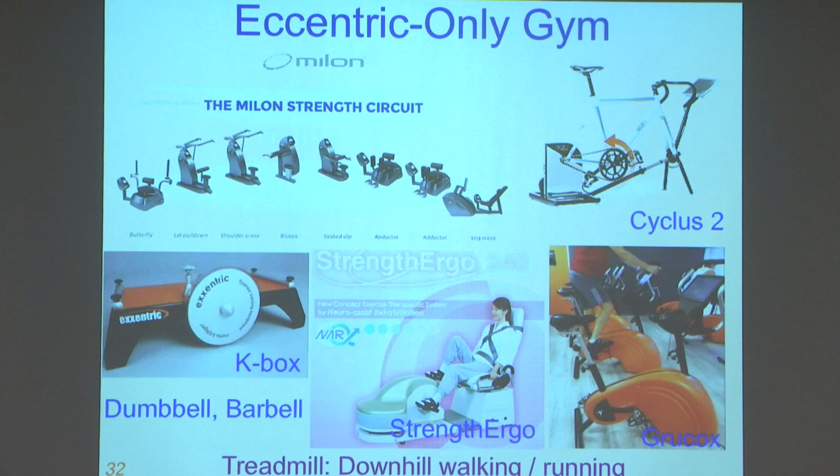I'm trying to develop an eccentric-only gym. In this gym, everything is eccentric. For example, if a patient or subject comes to the lab, they have to warm up with downhill walking. And then all of these exercises are eccentric-only exercises: eccentric cycling machines, and this K-box eccentric training machine. And using dumbbells and barbells, we can do eccentric contractions.